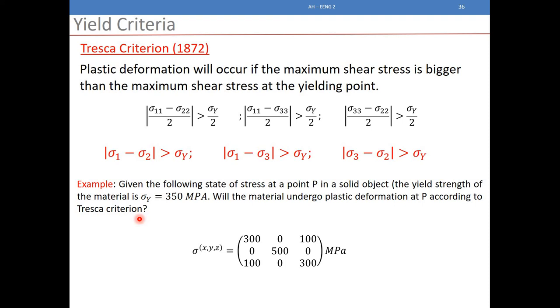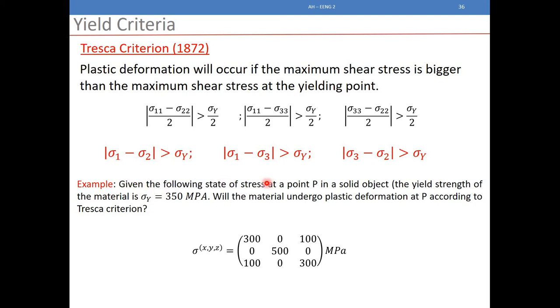So to continue from where we stopped, for plastic deformation according to Tresca, we need to calculate the principal stresses sigma 1, sigma 2, and sigma 3. These are the same, depending on what, this is just a symbol. After we calculate the principal stresses, we find the difference between any two of them. And if any difference is greater than the yield strength, which is the property of the material, we will have plastic deformation. To clarify, let's take this example here.